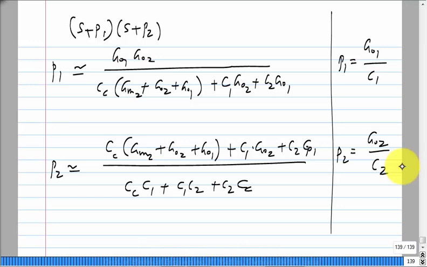So the first thing to look for: what was the idea of putting CC? Why did we put CC there? To move the poles further apart. So that is what we have to look for first. Now, what has happened going from here to there? Has P1 gone to a higher frequency or a lower frequency? Lower. How do you know?